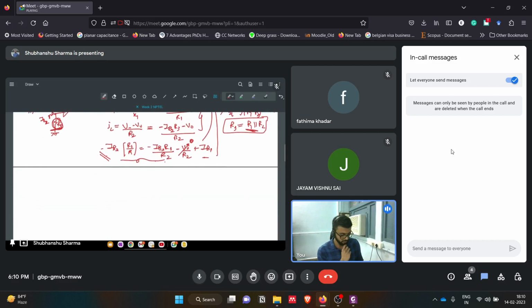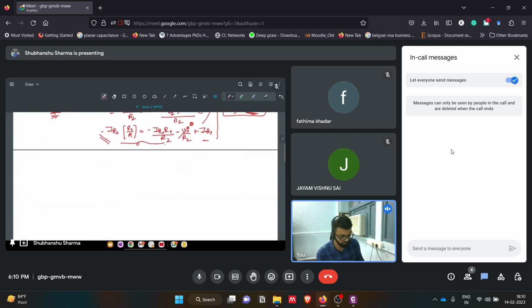Another doubt was there. I will just write that question. One person from the previous session asked me: is there any effect of slew rate on the bandwidth of the op amp? So this was also a question asked in the previous session.